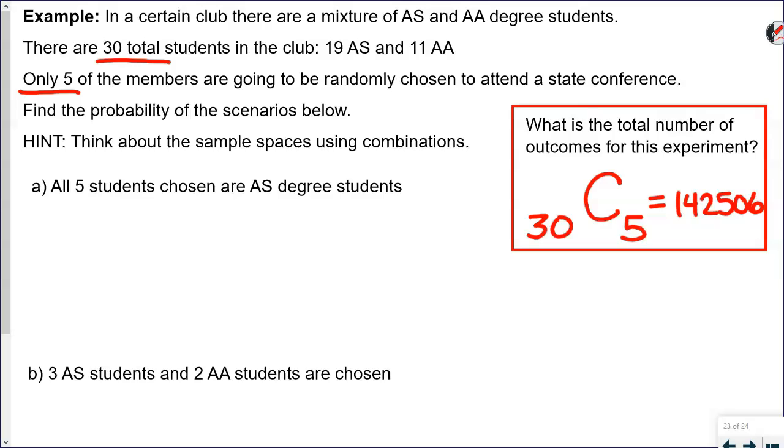So that's going to be our denominator for any of these probabilities that we're trying to figure out. So the first question is, what is the probability that all 5 students chosen are AS degree students?